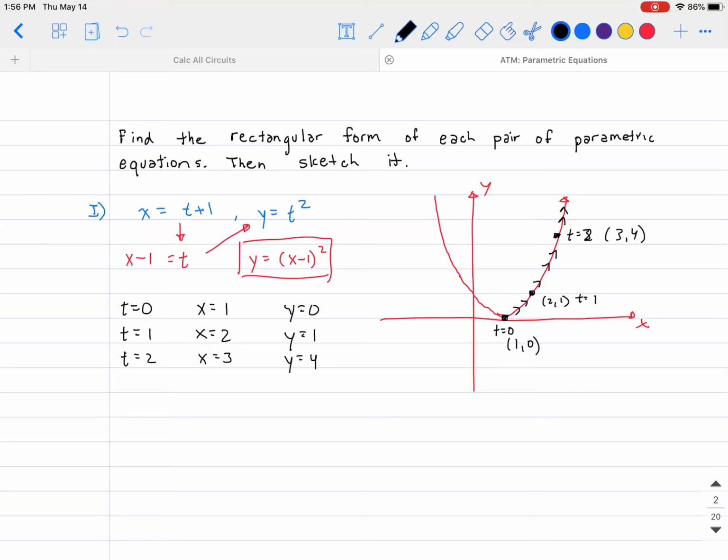Now, if you consider time as something that's always going to be non-negative, then people would disregard the left-hand side. But I just drew it in so that we can see the entire curve of the parabola.